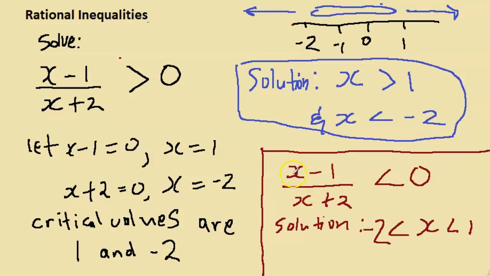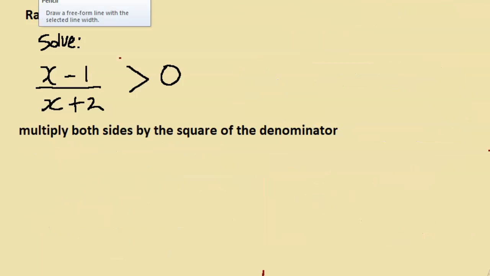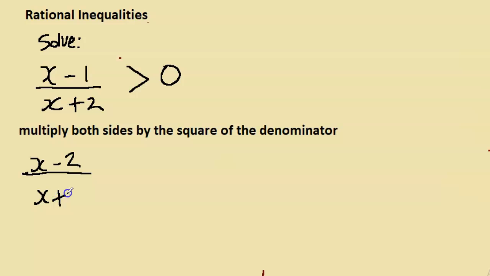Let's look at another way that we can solve this exact same problem. Another method that we can use to solve these types of inequalities is by multiplying both sides by the square of the denominator. Now here the denominator is x plus 2, so we can multiply both sides by the square of the denominator. The denominator is x plus 2, and we square it. And of course, we do the exact same thing to the other side.